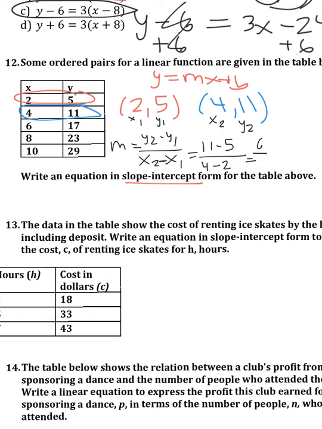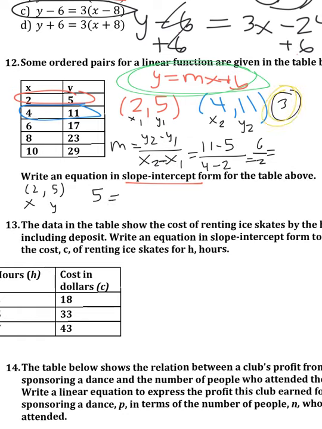11 minus 5 is 6. 4 minus 2 is 2. 6 divided by 2 is 3. That is my slope. Please do not stop there. That is step 1. Now I'm going to put it into y equals mx plus b. So I'm going to use the point 2, 5. So 5 is my y. My slope that I found up here was 3. My x is 2 plus b. I multiply 3 times 2. That gives me 6.